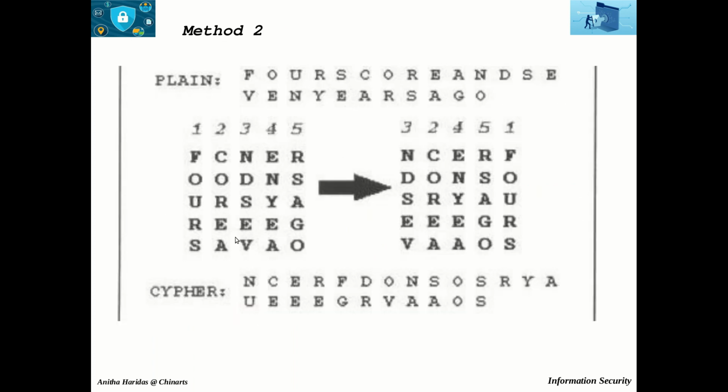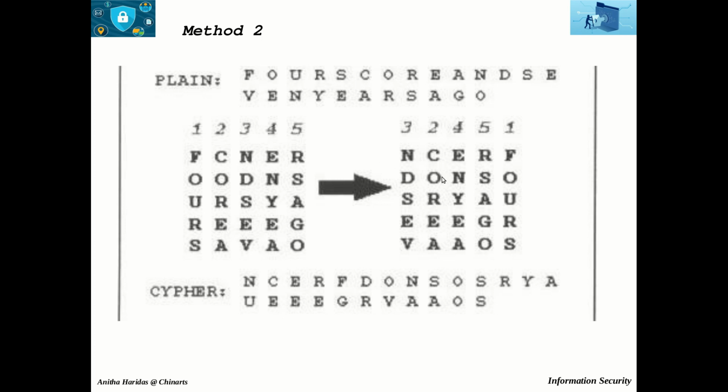Whereas in the second method, we write the plain text column by column, then we generate the cipher text using the row by row method. So let us see this example. The plain text which we want to transmit is this one. Now I am going to write this plain text column by column. Then we are going to transmit it row by row.